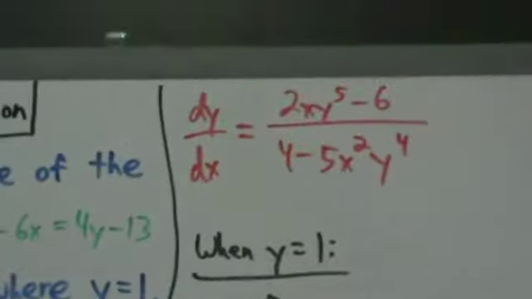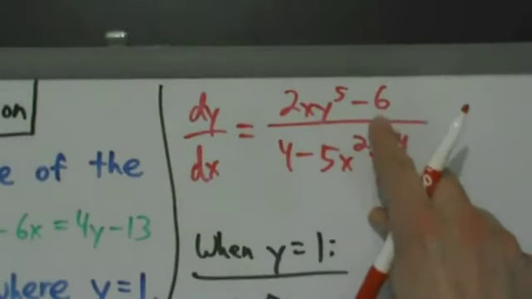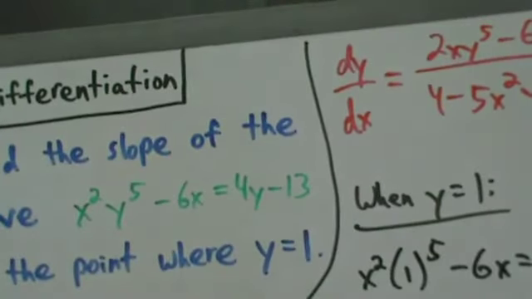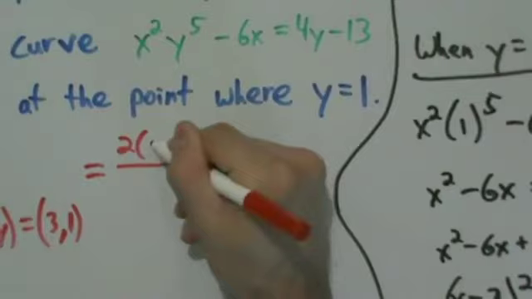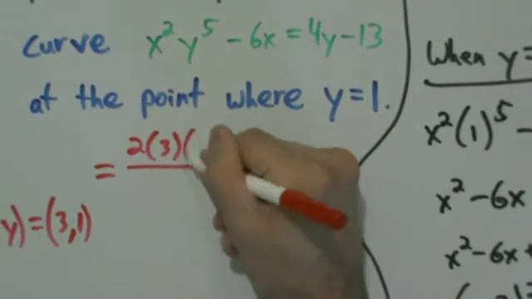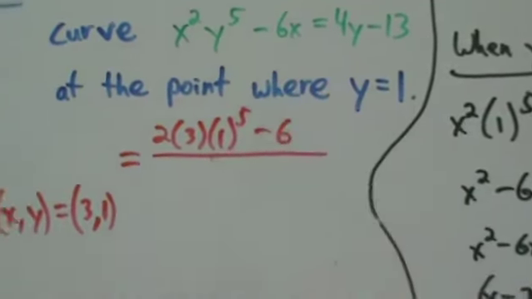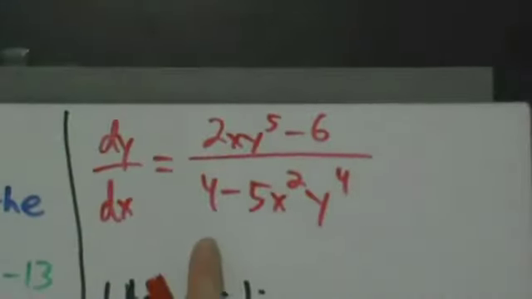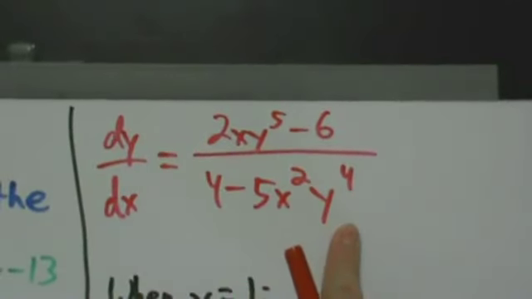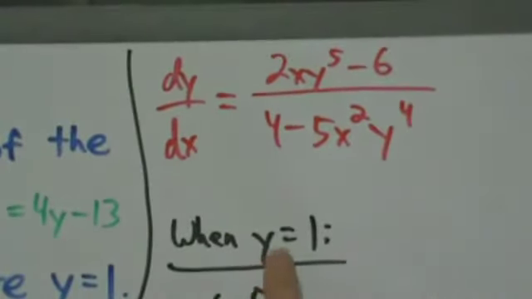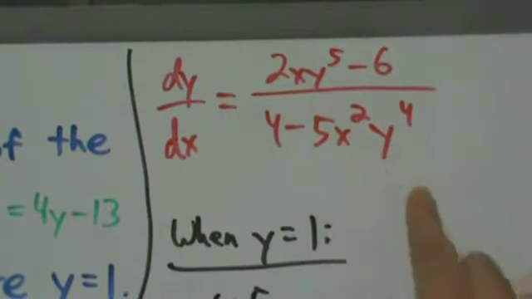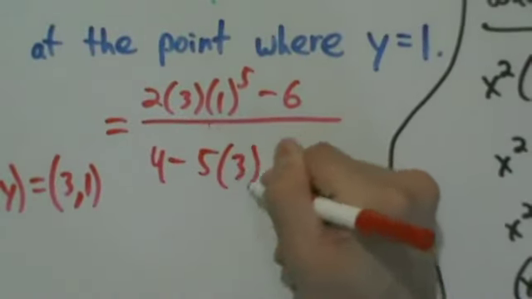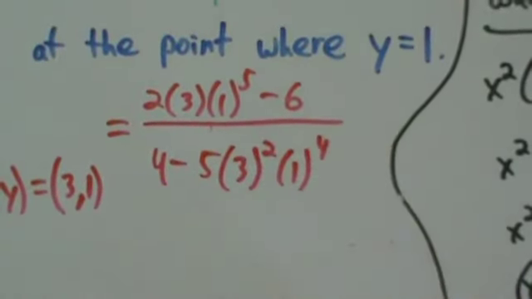When we do that, 2xy⁵ − 6 is going to be 2 times 3 times 1⁵ minus 6 on the top. We'll zoom in a little bit. That's on the top, and then on the bottom, what do we have? 4 minus 5x²y⁴. So it's going to be 4 minus 5 times 3² times 1⁴.